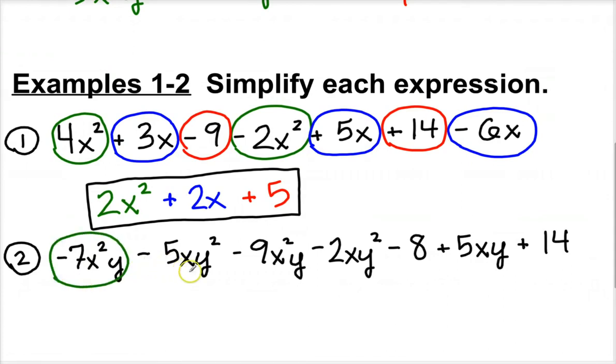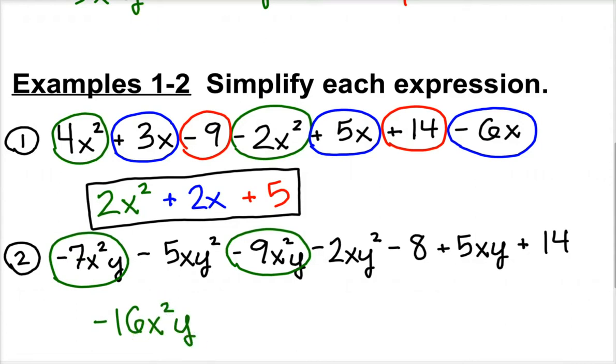This next term is an xy squared, so we can't use that. But my third term has an x squared y, so we'll go ahead and circle that. The next term is xy squared, so that doesn't do us any good. And then the rest of these terms, minus 8 plus 5xy plus 14, none of them have an x squared y in them either. So I'm just going to combine this negative 7 with this negative 9, and that gives us a negative 16x squared y.